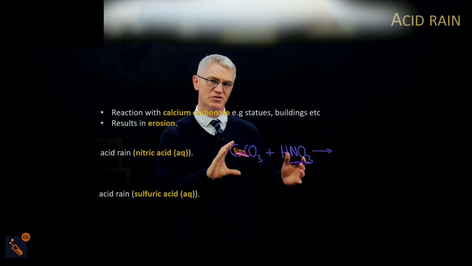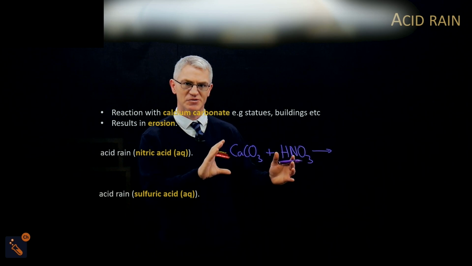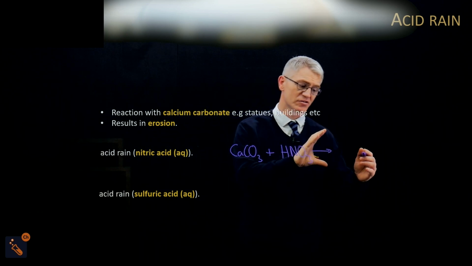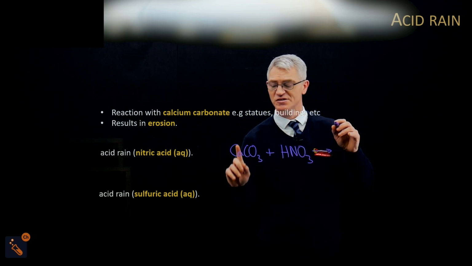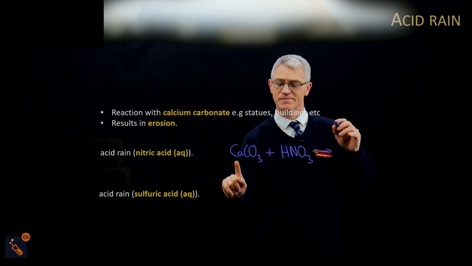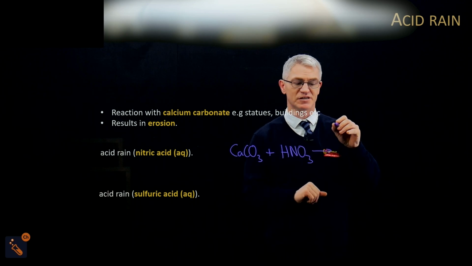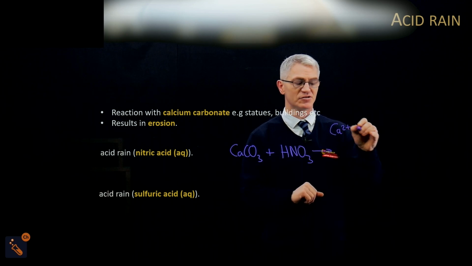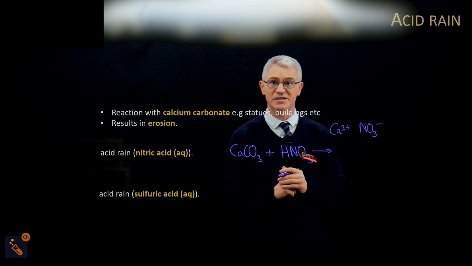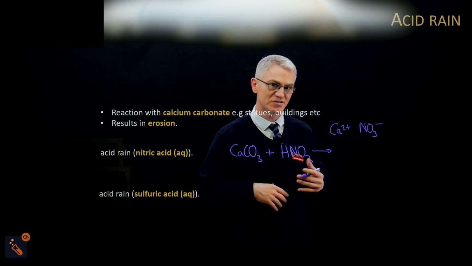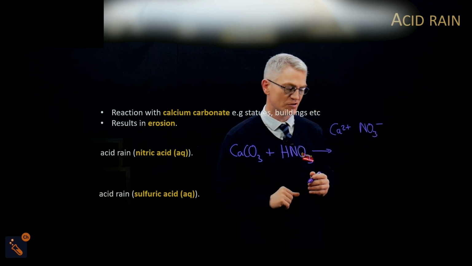A metal carbonate plus an acid is going to equal a salt plus carbon dioxide plus water. So we need to work out what the salt is. The salt comes from the metal, and it comes from this NO3 ion here. So the metal is Ca2+, and the ion is NO3-. That's, I'm afraid, just memorising. You have to memorise these things and go to the periodic table and make sure you know them.